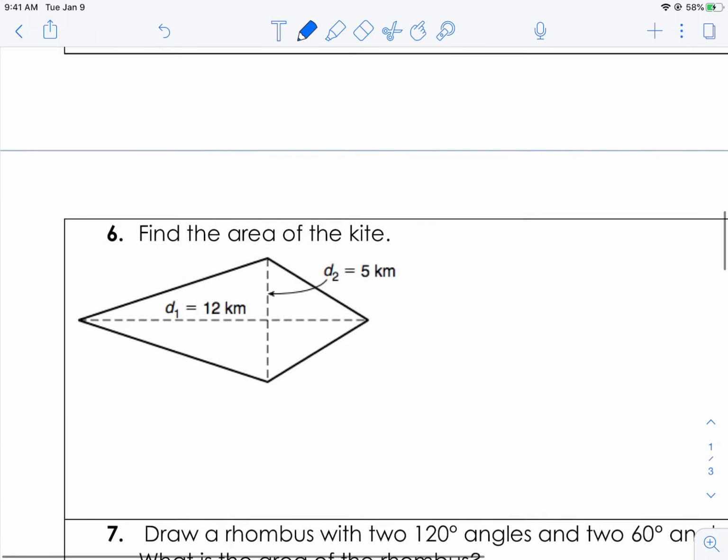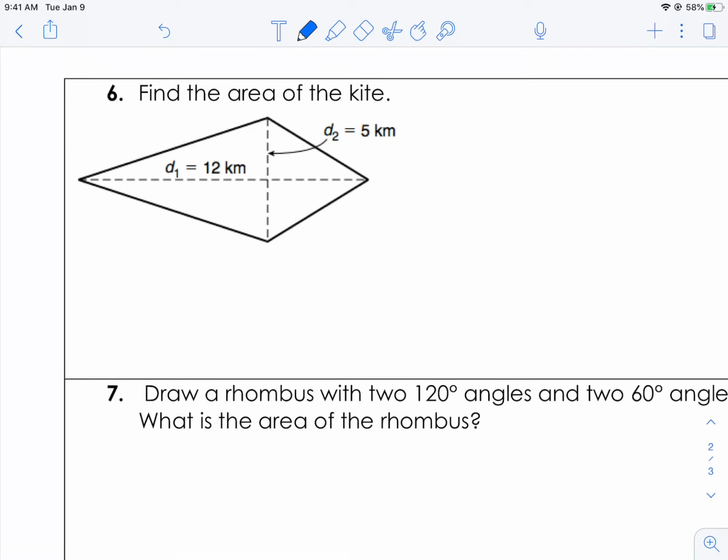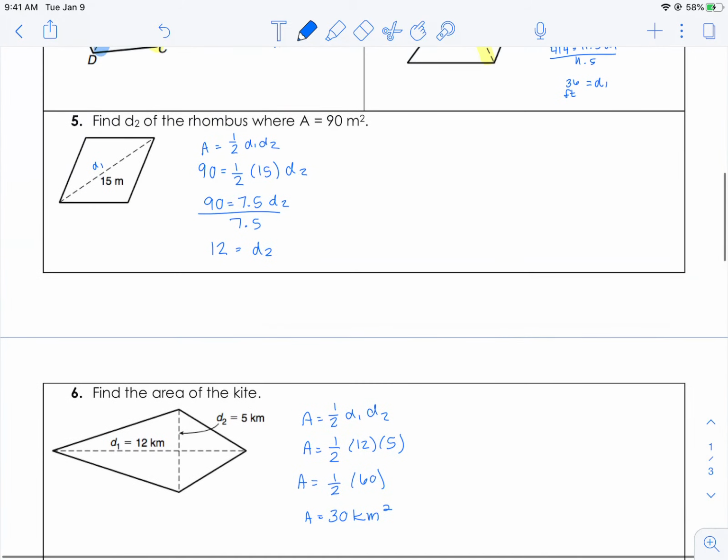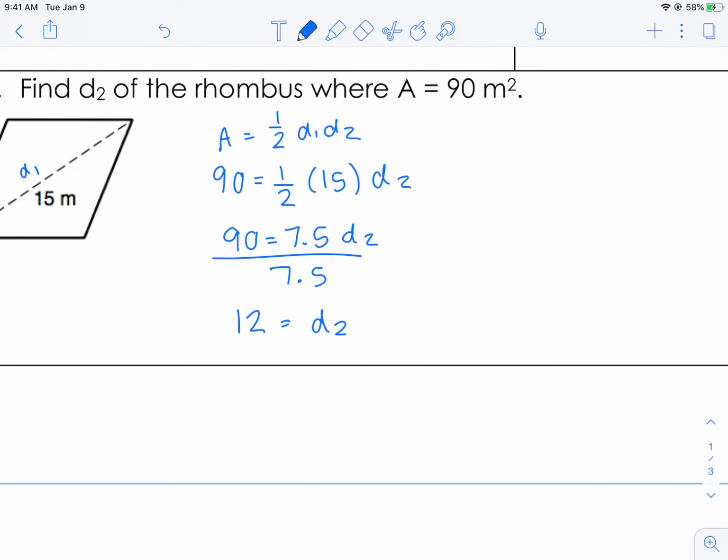All right, number 6. Find the area of the kite. Diagonal 1 is 12 and diagonal 2 is 5, so I just plug that in. So 1/2 times 12 times 5. That's 1/2 of 60, which is 30 kilometers squared. On the last one I didn't put a unit, but it's supposed to be in meters.